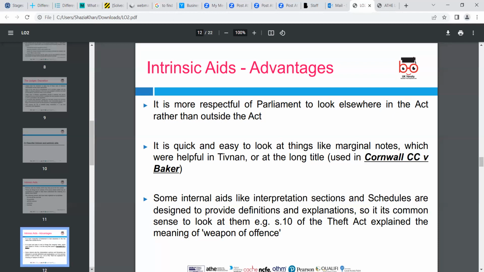Some internal aids like interpretation sections and schedules are designed to provide definitions and explanations, so it's common sense to look at them. For example, Section 10 of the Theft Act explains the meaning of weapon of offence.